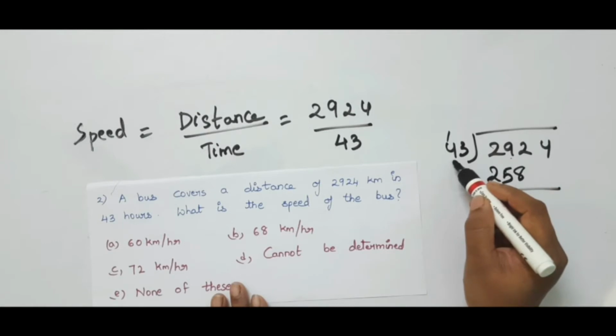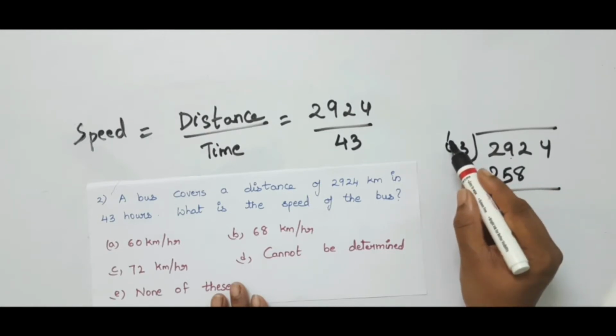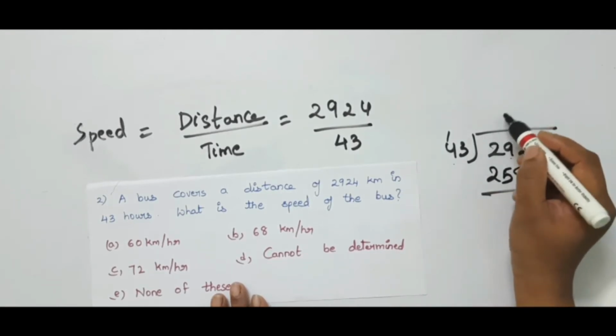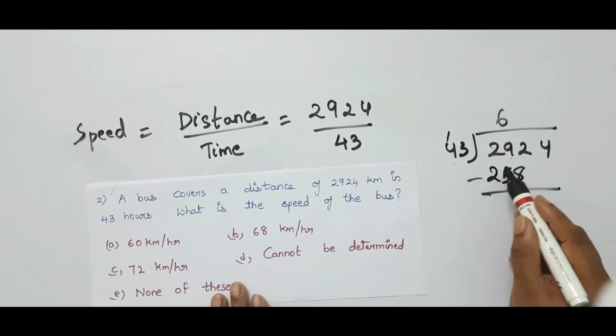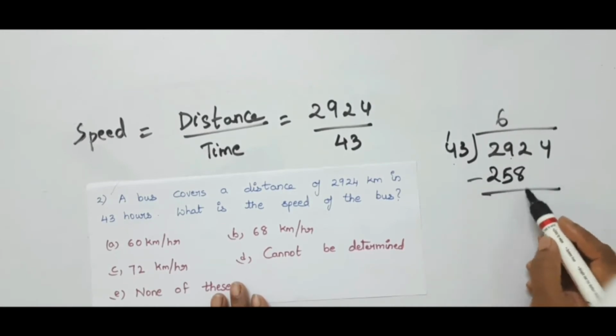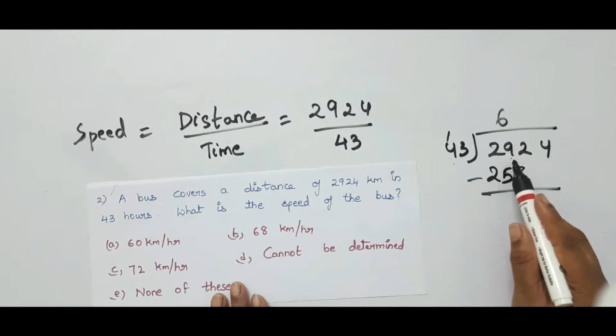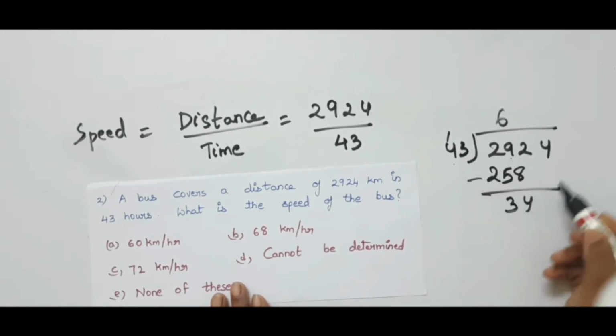If you take 7, here 21 is there, so 1 into 2, here 28, 28 plus 2 is 30, 301 we will get. So it is more than this value. So just take 6. So we got 258. Now subtract it. Here 8 minus 5 is 3 and here 4.